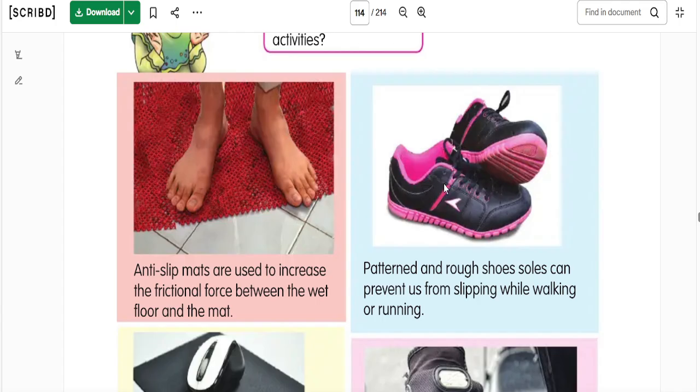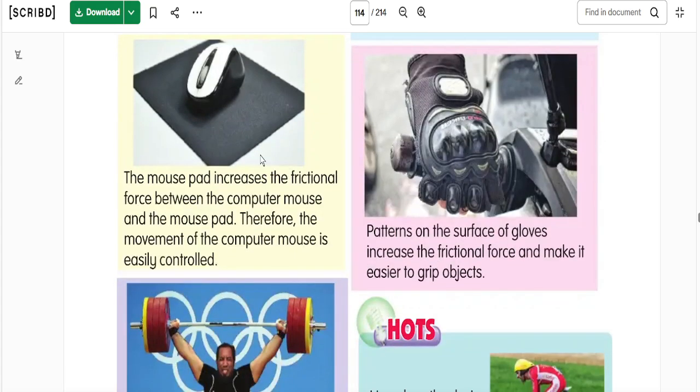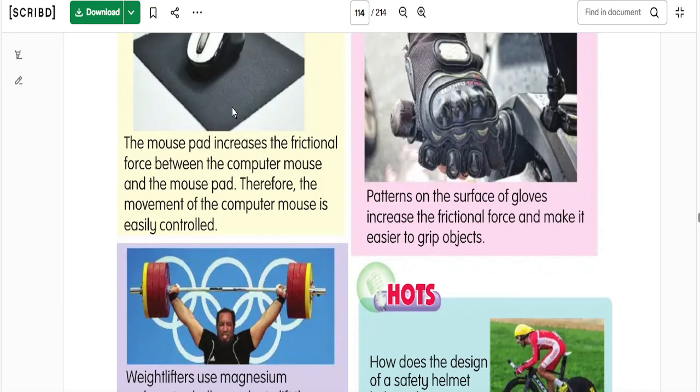Like if you see the soles of our shoes, they are very rough, so that they can prevent us from slipping while walking or running. The mouse pad increases frictional force between the computer mouse and the pad, so that we can control the movement easily. Like the bikers, they wear gloves, which increase frictional force and make it easy for them to grip the handle, right?